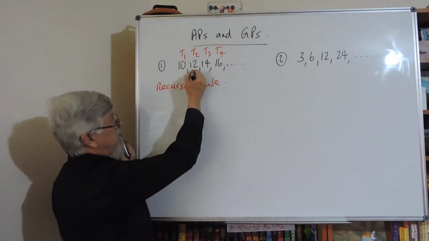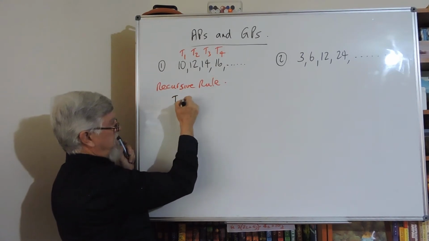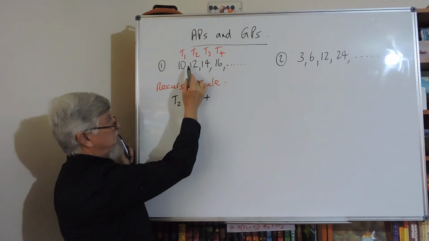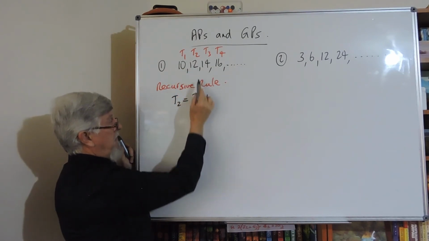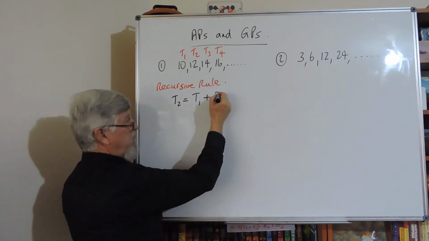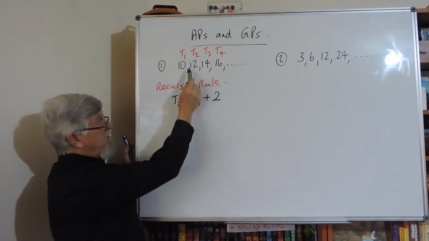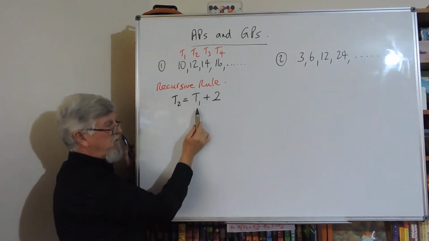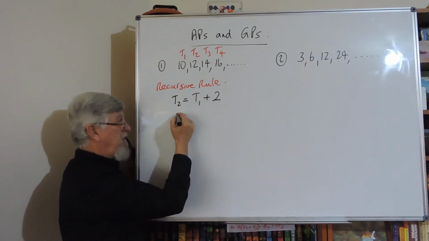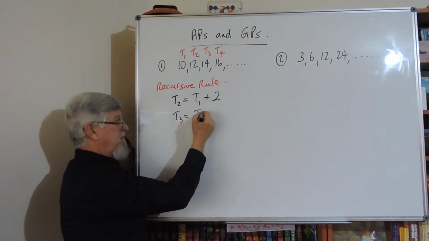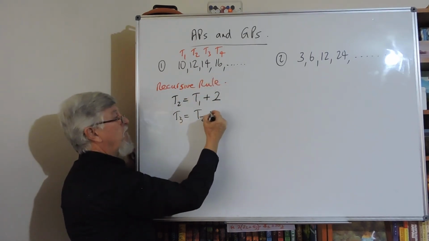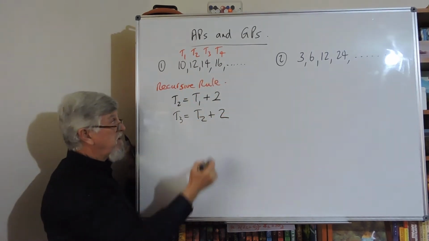Let's have a look at what it is. To get this second term, you get the first term. And what did we do to the first term of 10 to get the 12? You can probably notice we added 2. So how did I go from 10 to 12? To get the second term, I had the first term and I added 2. How do I get the third term? I get the second term, which is 12, and I add 2, and I get 14. So that's how we look at a recursive rule.